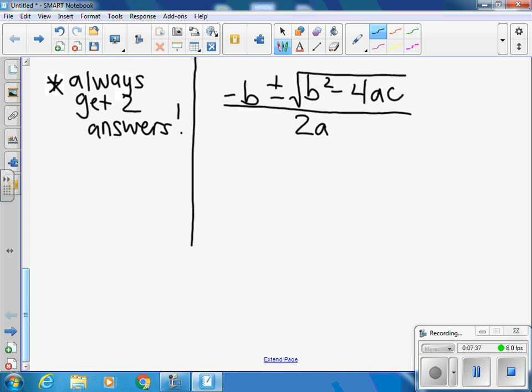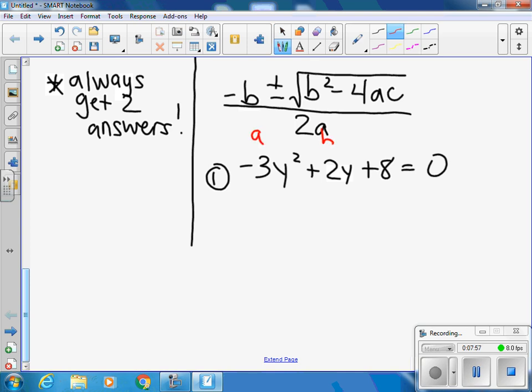All right, so the first one that I'm going to show you how to do is if we have negative 3y squared plus 2y plus 8 equals 0, right? And you're told you have to use the quadratic formula no matter what, right? So that's what we're going to do. The first thing you always want to do is identify who your a, b, and c are. A is negative 3, b is positive 2, and c is 8 in this case.